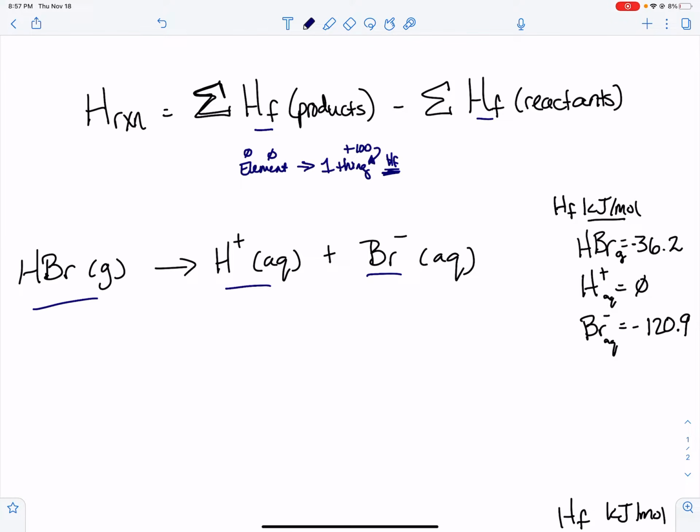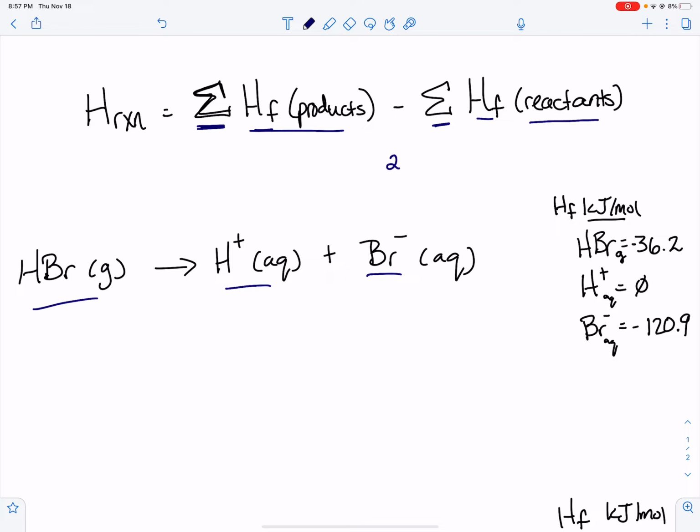So we have lists and lists of these HF values. And the way you calculate it and turn it into basically the enthalpy of the reaction is you take the HF of the products and you add them together, that's summation, and then you subtract out the HF of the reactants all added together.